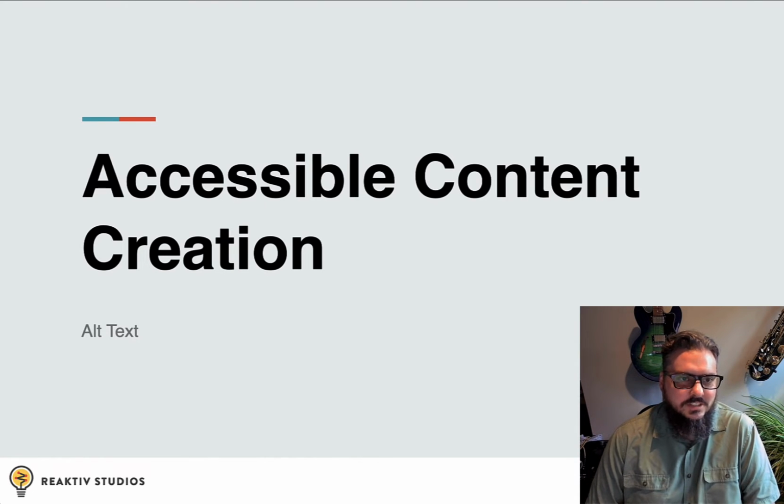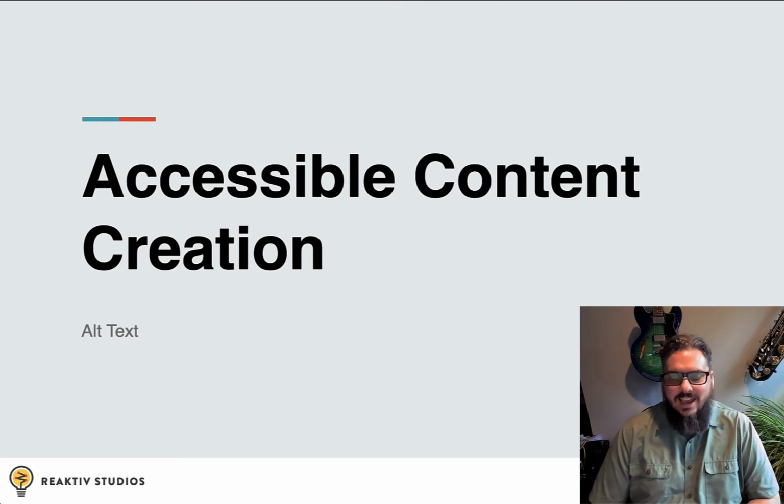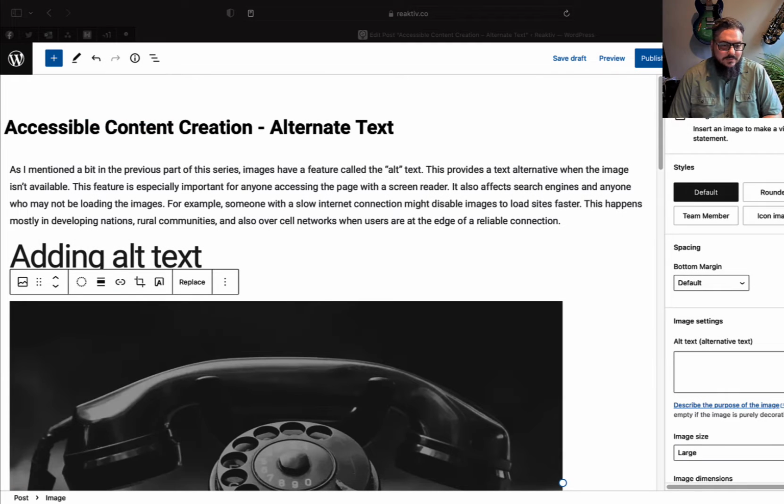Going to be going over accessible content creation, alternate text. As I mentioned a bit in the previous part of the series, images have a feature called the alt text. This provides a text alternative when the image isn't available. This feature is especially important for anybody accessing the page with a screen reader. It also affects search engines and anyone who may not be loading the images.